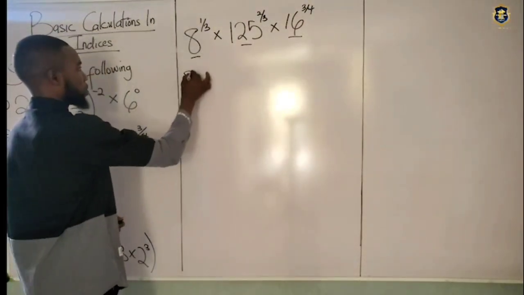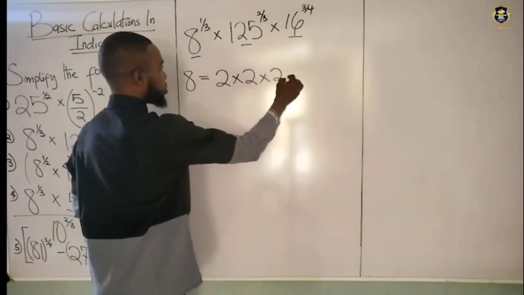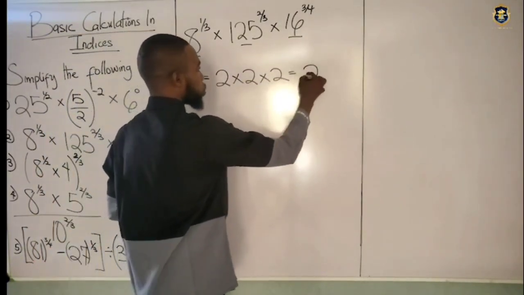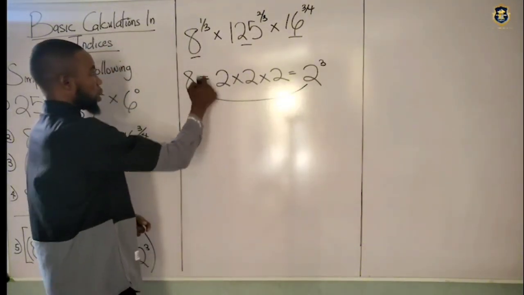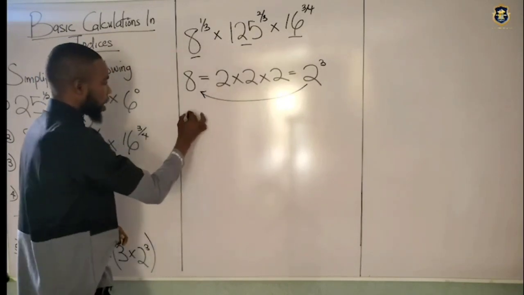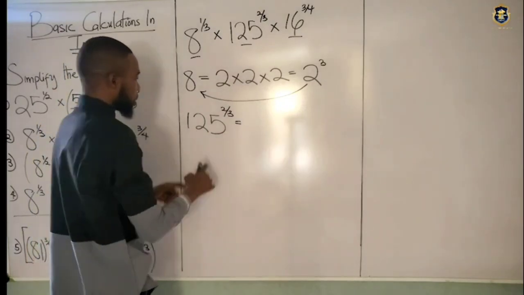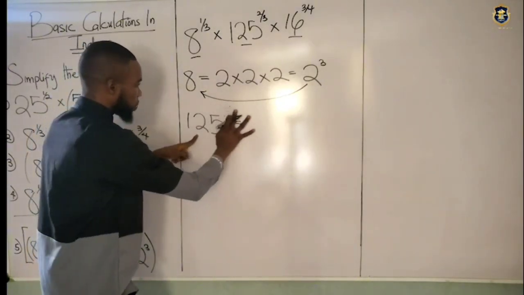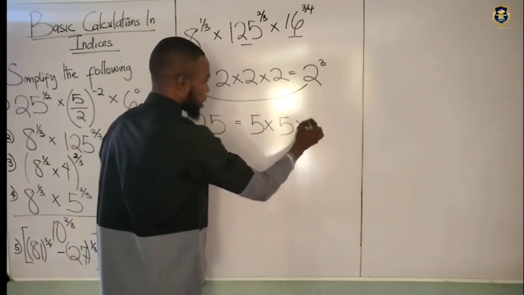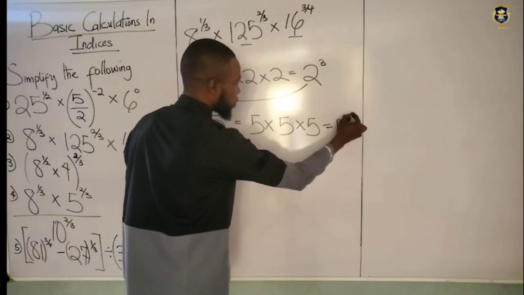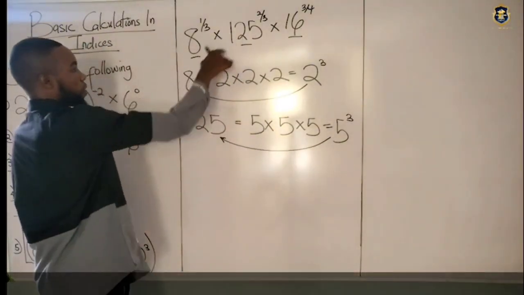Look at 8. 8 can be reduced in indices as 2 times 2 times 2, and 2 times 2 times 2 is 2 raised to the power of 3. So we can substitute 2 raised to the power of 3 for 8 in this first one. In the second one, we have 125 raised to the power of 2 over 3. 125 can be written as 5 times 5 times 5, and that becomes 5 raised to the power of 3. So we can substitute 5 raised to the power of 3 for 125 in this second one.